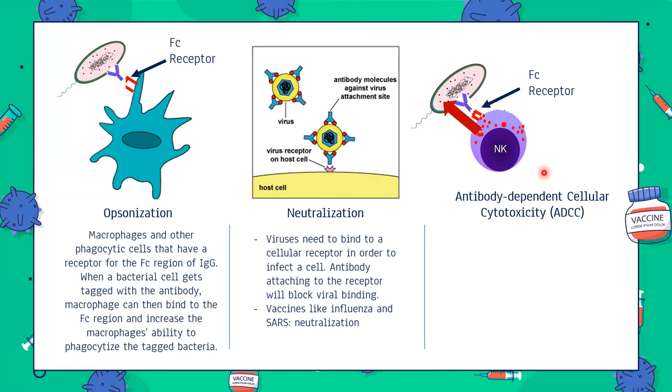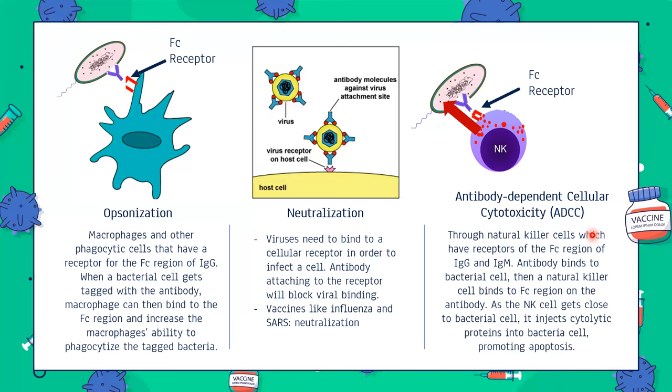However, when we have an antibody-dependent cellular cytotoxicity, it's pretty much exactly the same as opsonization, but instead of a macrophage, we have a natural killer cell. And instead of phagocytosis, we're going to have cytotoxic killing of the cell itself. Do you guys remember what our natural killer cell looked like? He was this pretty buff dude, and he's just ready to kill someone. He's not gonna eat them and do the whole thing. He's ready to just kill someone and promote apoptosis of this pathogen.